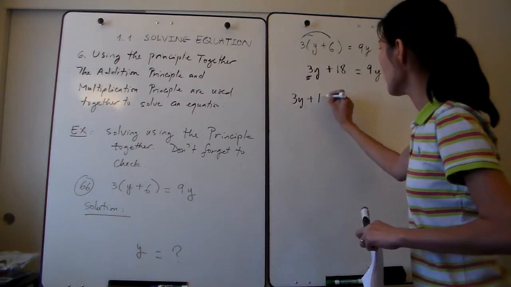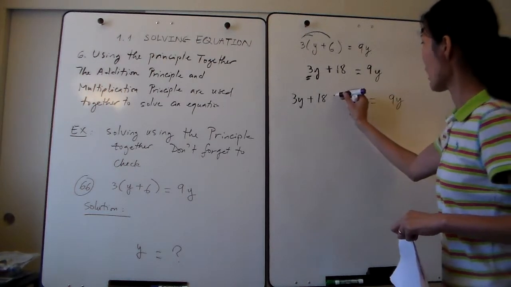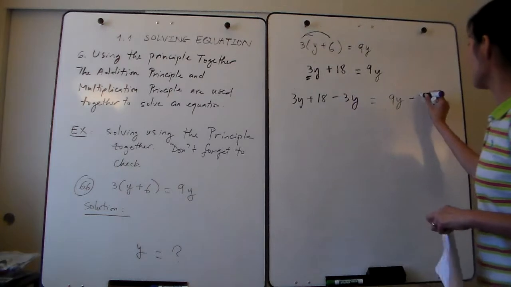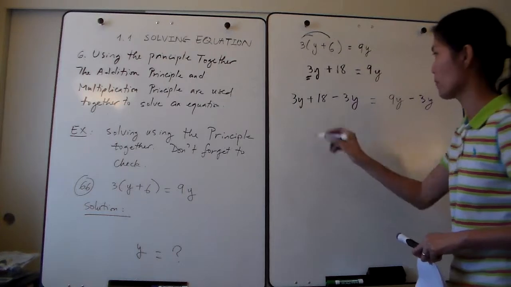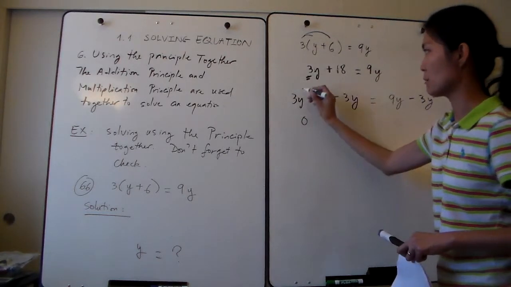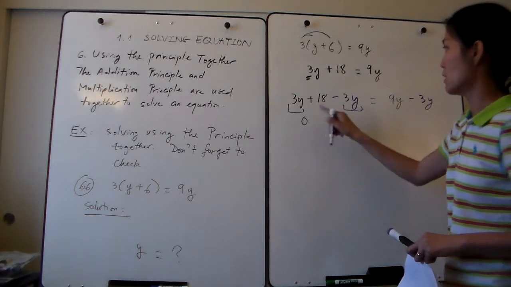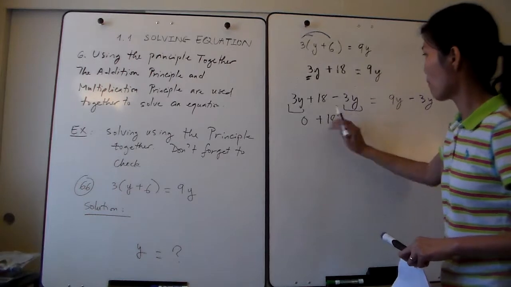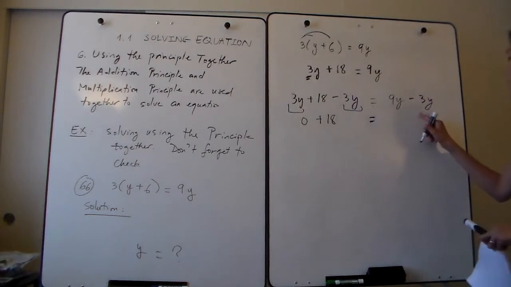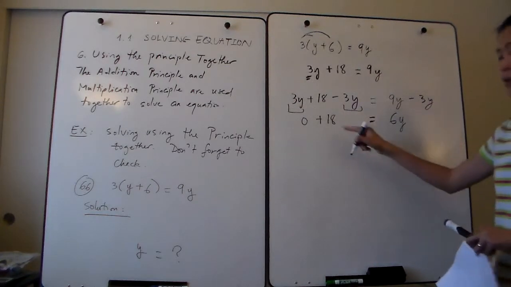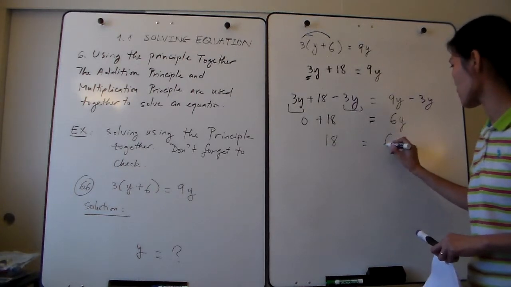3y plus 18 equals 9y. And I'll subtract 3y on both sides. 3y subtract 3y is 0. Don't forget the 18 right here. I'm just combining this term and this term only. So don't forget the constant term. 0 plus 18. Okay. 9y subtract 3y is 6y. 0 plus 18 is 18, equal to 6y.